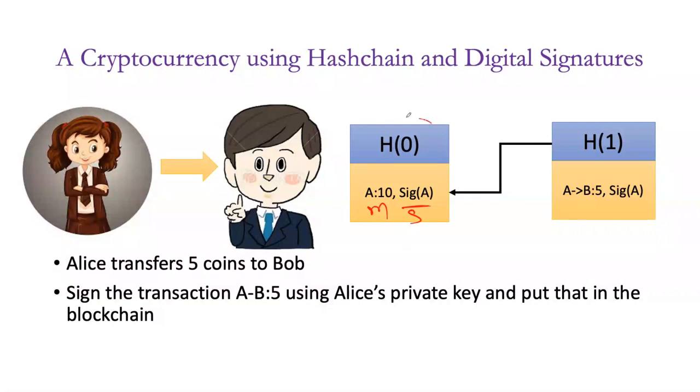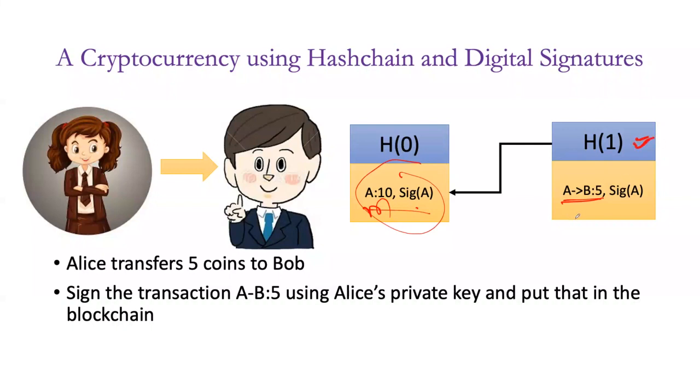So this can be distributed in the blockchain. From this, the next block Alice is generating, because upon doing the first transaction, Alice is trying to transfer 5 coins to Bob. So from 10 coins, Alice is transferring 5 coins to Bob, and for this the hash is generated. This hash is based on the message and signature of Alice. So H1 will be generated.